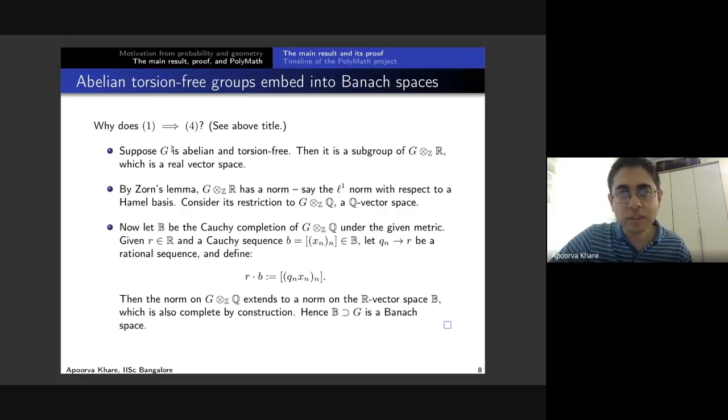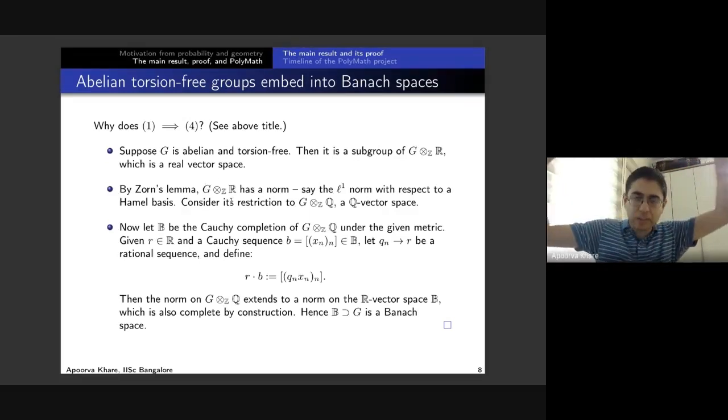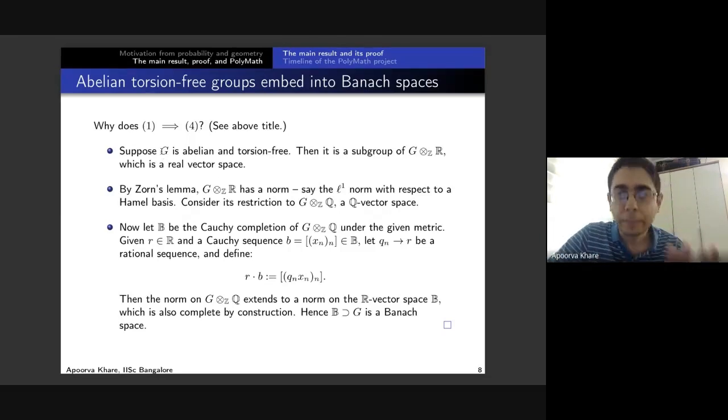So we use Zorn's lemma to go first to a very, very big space, but then come down to the smallest Banach space that contains a given abelian and torsion-free group. See, here there is no mention of a norm. It is abelian and torsion-free. But the moment it sits inside a real vector space, Zorn's lemma gives us the norm. And therefore, the norm applies to G. So therefore, G has a norm. It sits inside a Banach space. So that's why 1 implies 4. It's not a very long proof. You just have to remember a few standard things that you have to do.